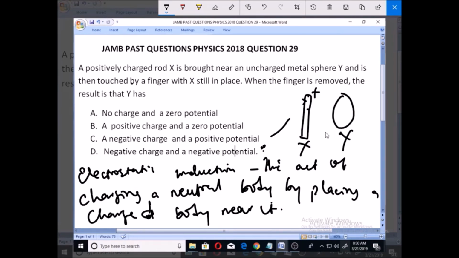So when the finger is now removed, what do you expect to be on this very Y? On this very Y, you expect to have negative charge and a negative potential, and that makes the right option for this.